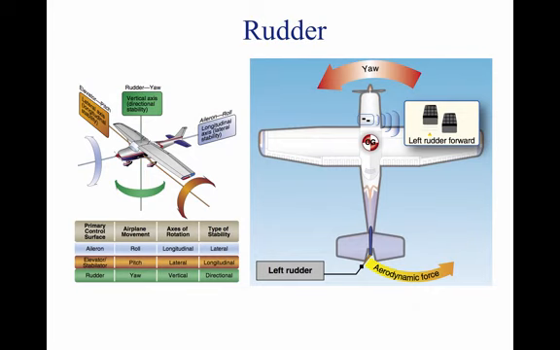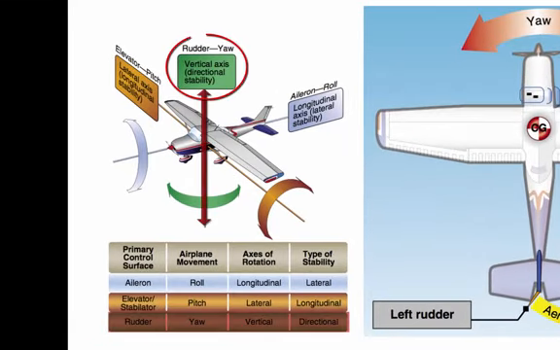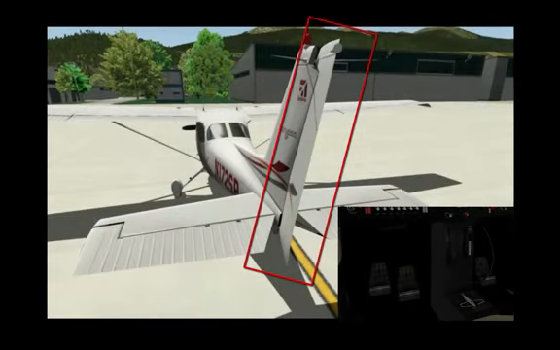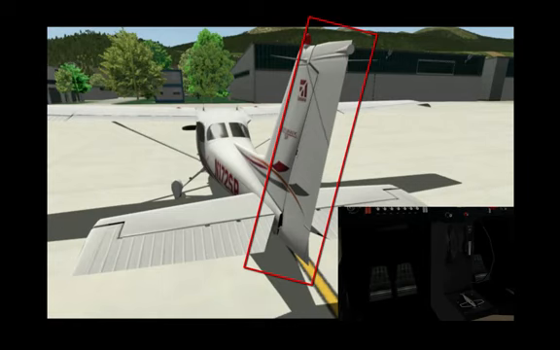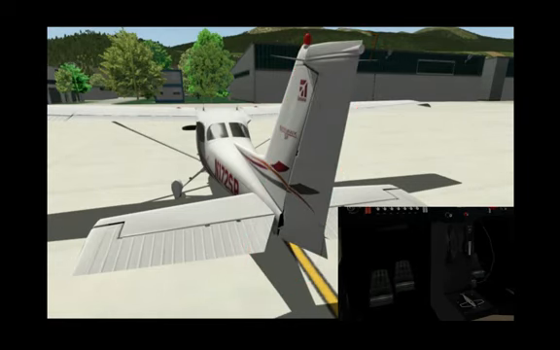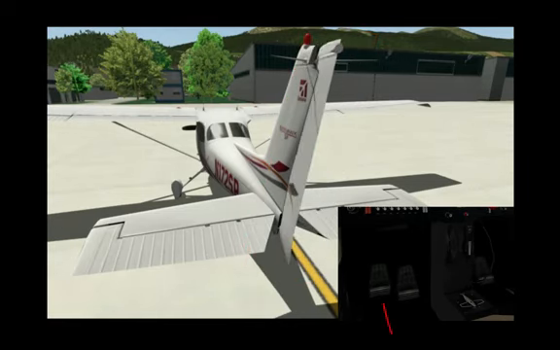The rudder controls the aircraft movement around the vertical axis. This movement is called yaw. The rudder is connected to the vertical stabilizer and is controlled by the rudder pedals in the aircraft. If the left pedal is depressed, then the nose of the aircraft will yaw to the left.